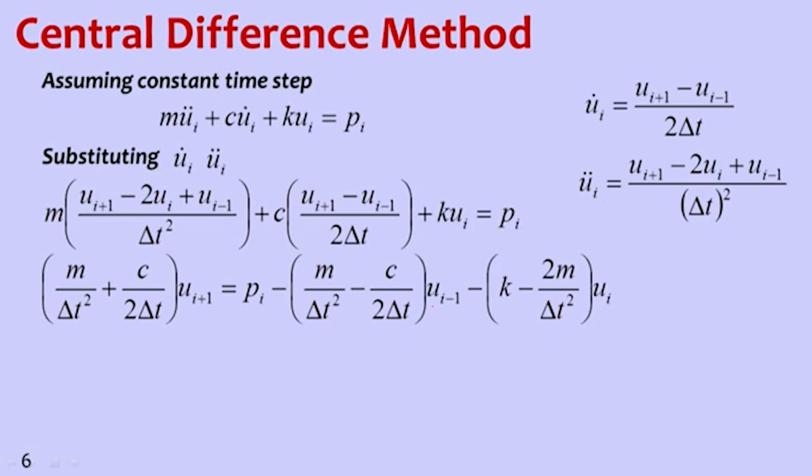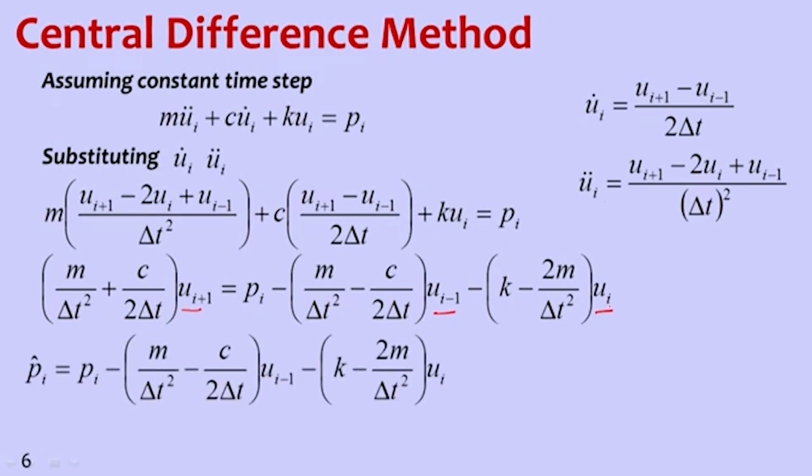And then similarly, the ui minus 1 term will come from this one, one term will come from this one, another term will come from this one. So, in this one the m by delta t square term is here, and here the c by 2 delta t term is here. So, now we have the expression rearranged in the form of ui plus 1, ui minus 1, ui. So, again this expression can be simplified, and if we rewrite it, all this one is a force term. You can see this one.